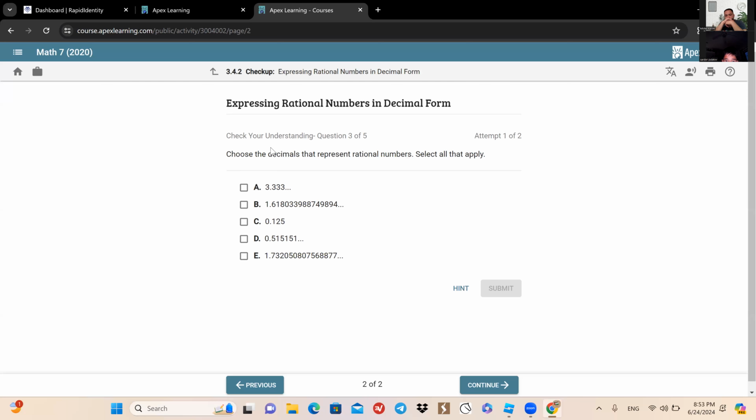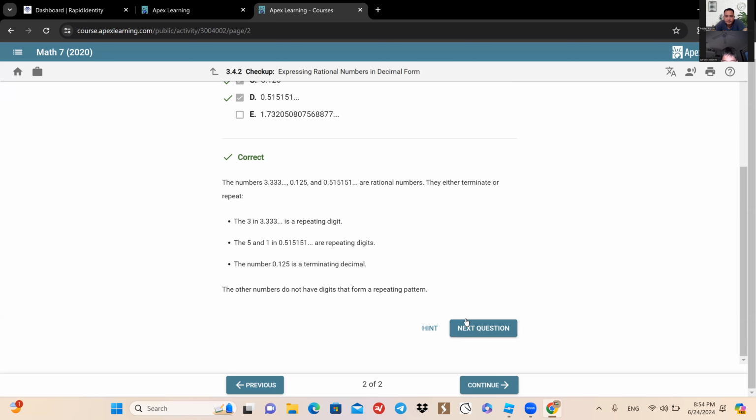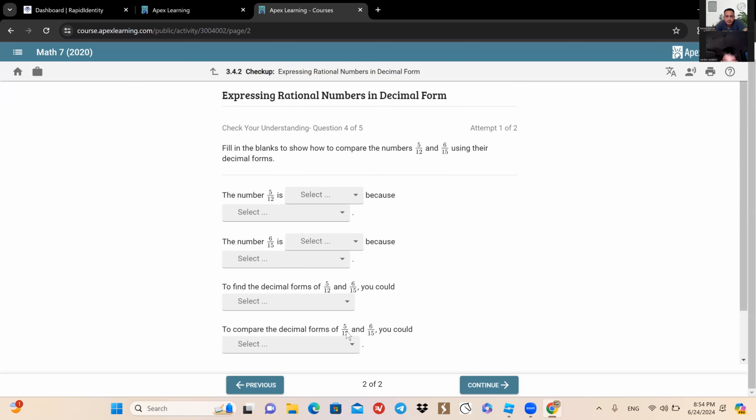Choose the decimals that represent rational numbers. Select all that apply. This one. Not that one. Not this one. Yes, because I don't have an ellipsis at the end. 5, 1, 5, 1, 5, 1. Yes. Okay.